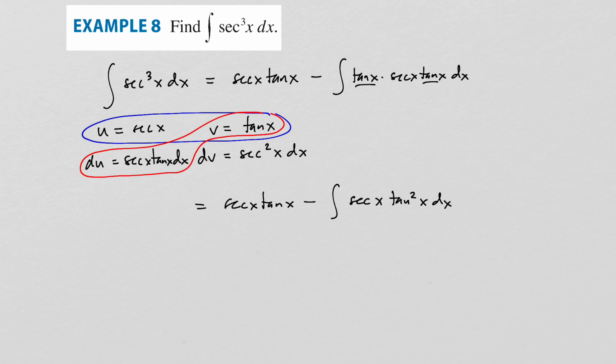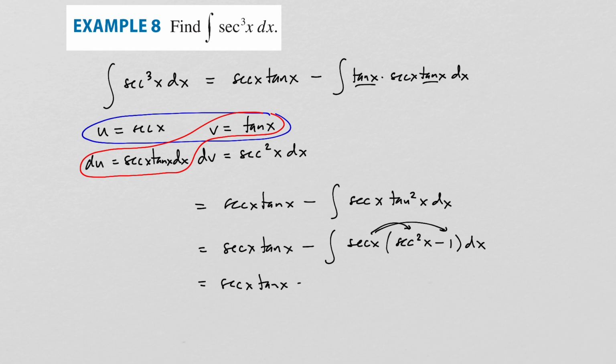Okay, so now the question becomes, what do we do with this? Well, we could try letting tangent squared be equal to secant squared minus 1. So I'm just going to use a trig identity there. So we have secant of x times secant squared of x minus 1 dx. I'm going to multiply this out. This gives us secant of x tangent of x minus the integral of secant cubed x minus secant of x dx.